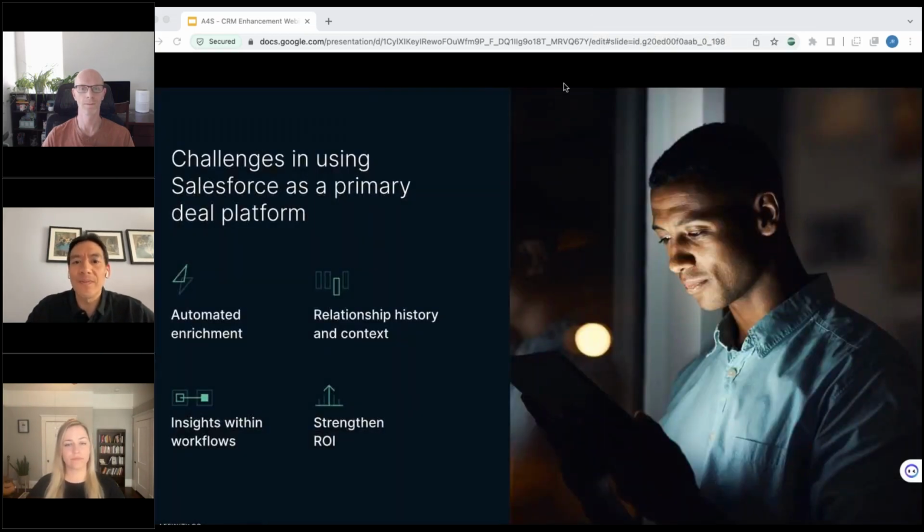Now, financial firms face 4 key challenges when using Salesforce as their primary deal platform. Number 1, the need for automated enrichment to improve deal sourcing efficiency by automating Salesforce record creation and enrichment. Full visibility of the firm's shared network. Delivering real value to deal makers. And then finally, increasing the ROI of their Salesforce CRM and deal data investments with increased usage, automation, and greater data integration efficiency.